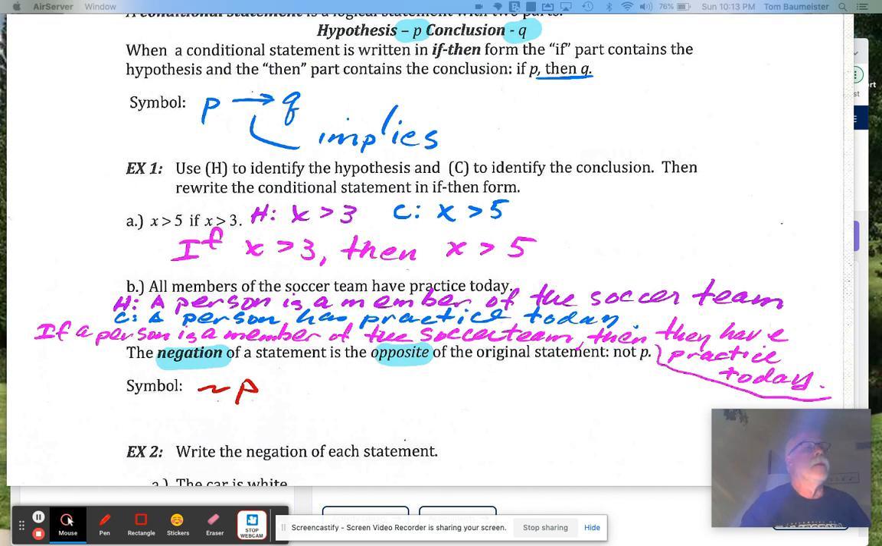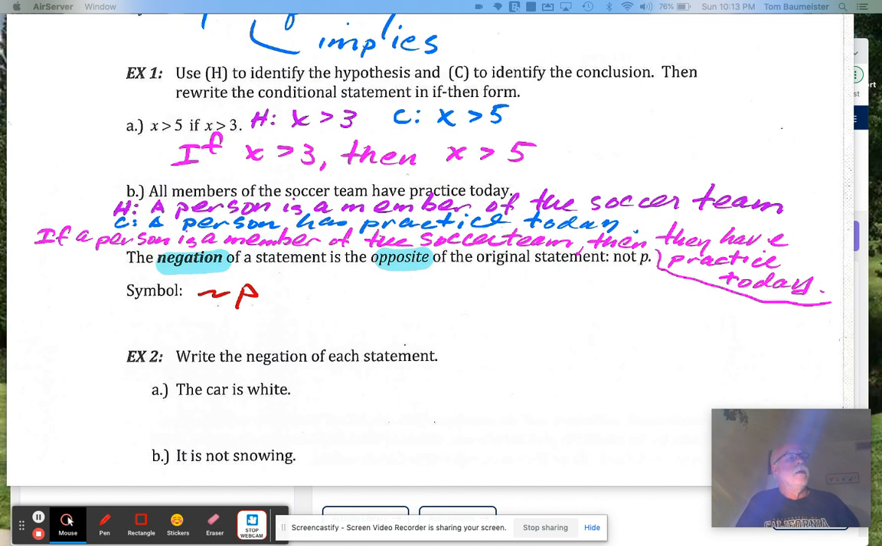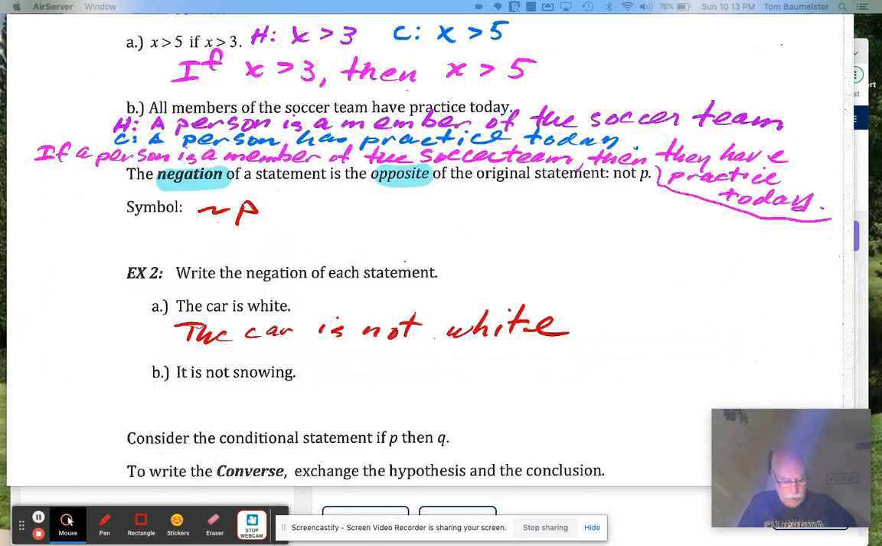So let's see. Example 2, write the negation of each statement. The car is white. Well, again, the squiggle means not, so let's go ahead and put the car is not white. And let's see, it is not snowing. Well, what's the opposite of it's not snowing? It is snowing.